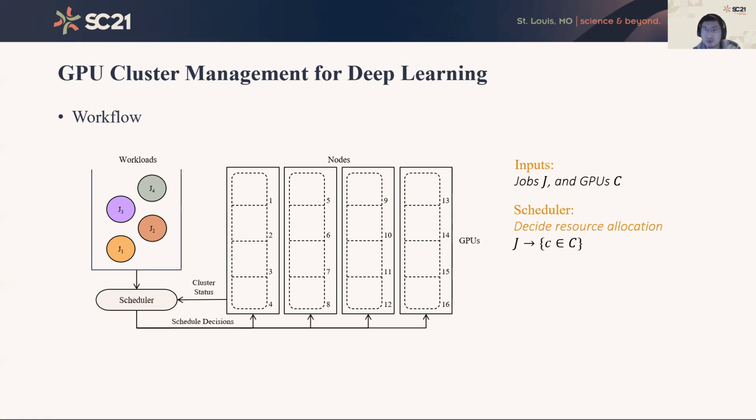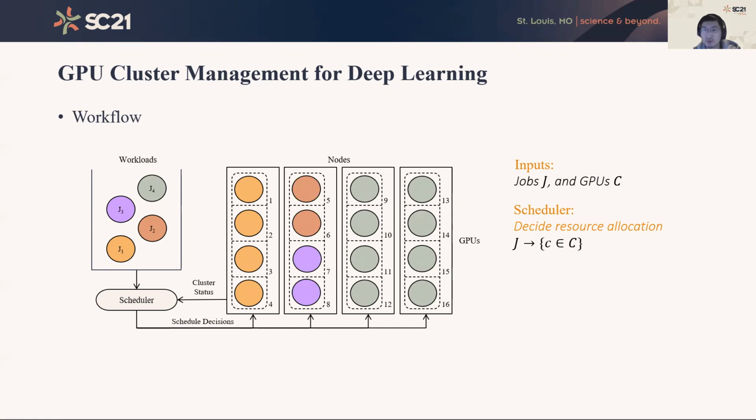A scheduler will be responsible for collecting cluster status and deciding an appropriate resource allocation accordingly. Like in this example, GPU1 and GPU4 are allocated to job 1, GPU5 and GPU6 are allocated to job 2, and so forth. The objective of the scheduler is to minimize average job completion time, which stands for the time between job submission and completion.